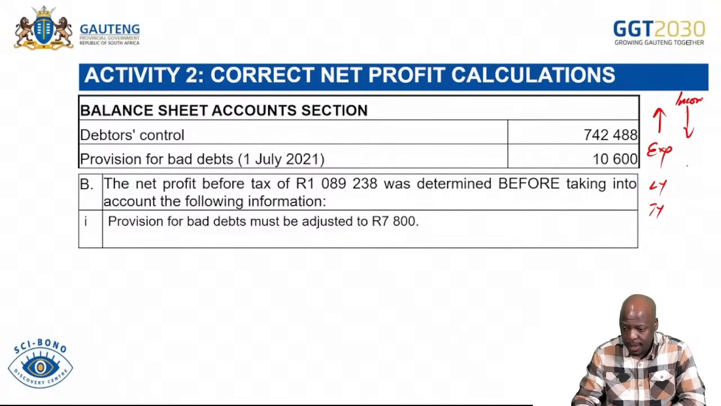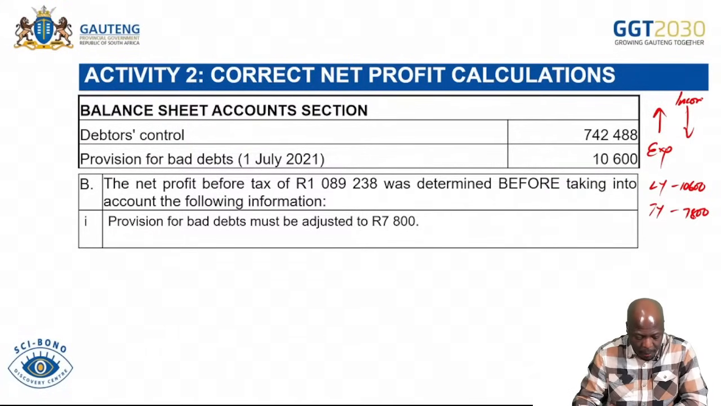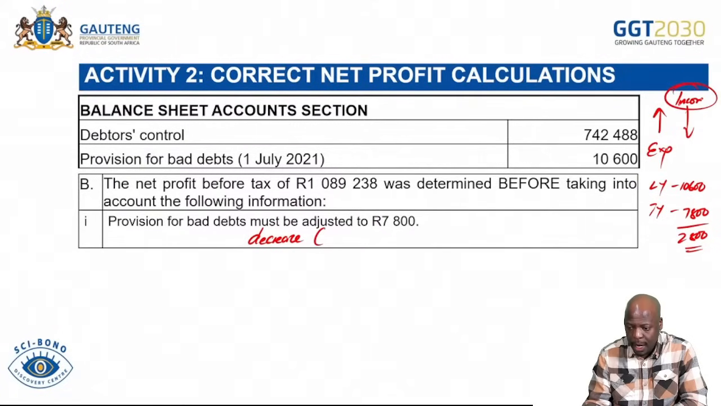How much was last year? 10,600. And how much is this year? It is 7,800. So if I get the difference, it gives me 2,800. That is the difference. Okay, so what do you see now? Here we're dealing with a decrease. Once it is a decrease, we're looking at income.